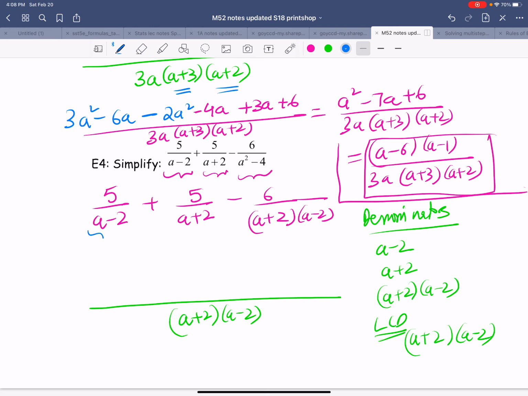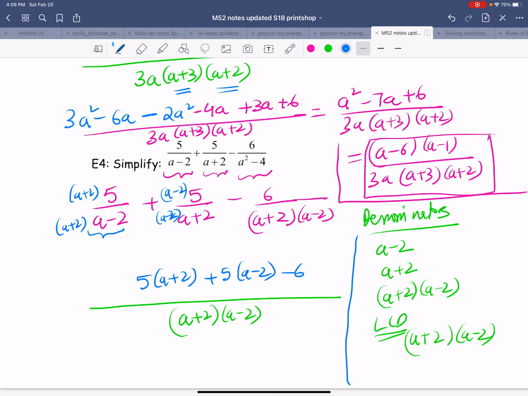The first fraction needs to be multiplied, both numerator and denominator, with a plus 2. The second fraction needs to be multiplied with a minus 2. And the last fraction already has the same denominator, the common denominator. So here we are, 5 times a plus 2 plus 5 times a minus 2 minus 6. That's what I have when I combine the terms on the numerator.